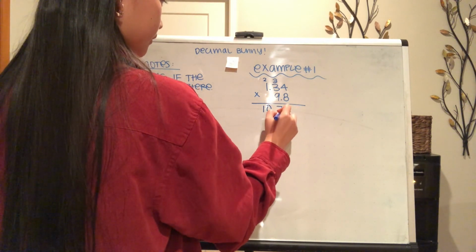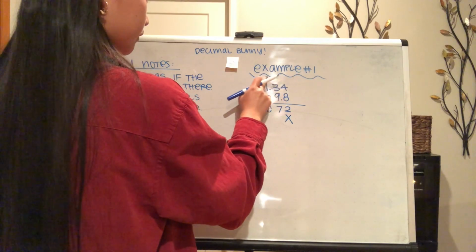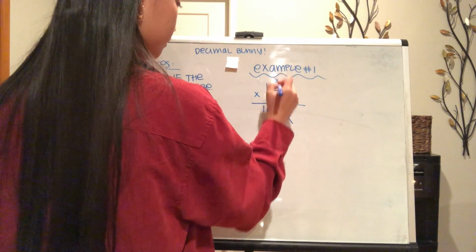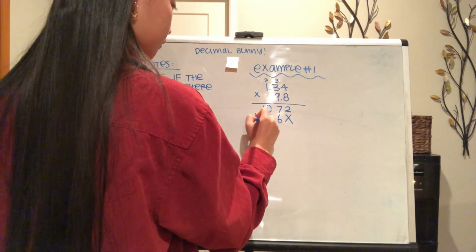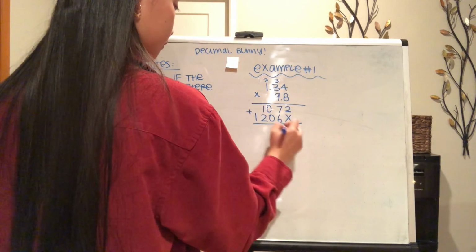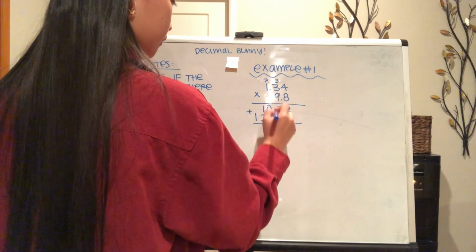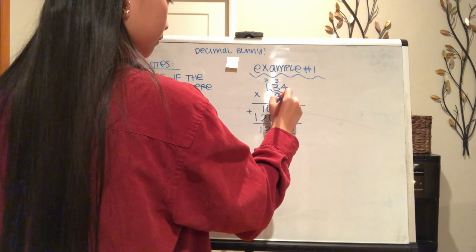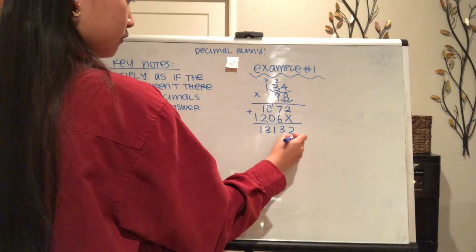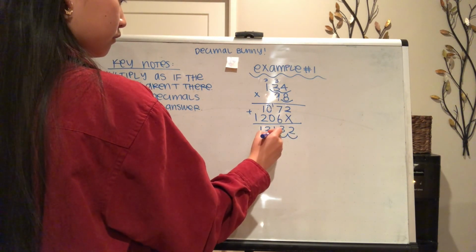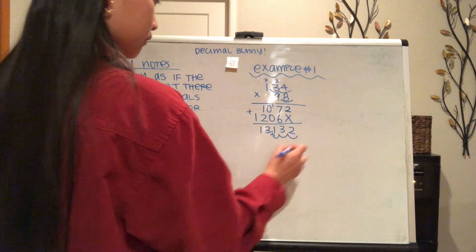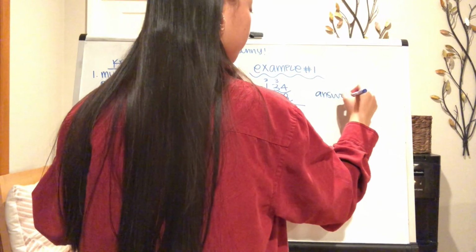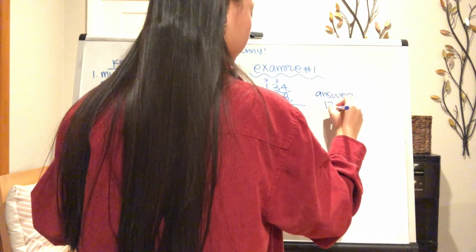8 times 1 is 8, plus 2 is 10. You're going to put an X there. 9 times 4 is 36. So you're going to write the 6, carry the 3. 9 times 3 is 27, plus 3 is 30, carry the 3. 9 times 1 is 9, plus 3 is 12. So then you're going to add, and then you're going to count how many spaces are to the right of each decimal, and that's the amount of spaces that are going to be on the right of the decimal of your answer. So your final answer would be 13.132.